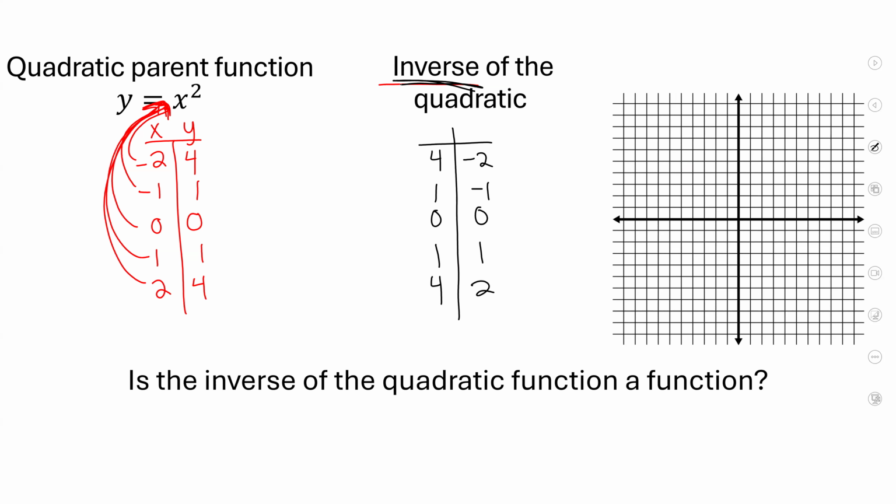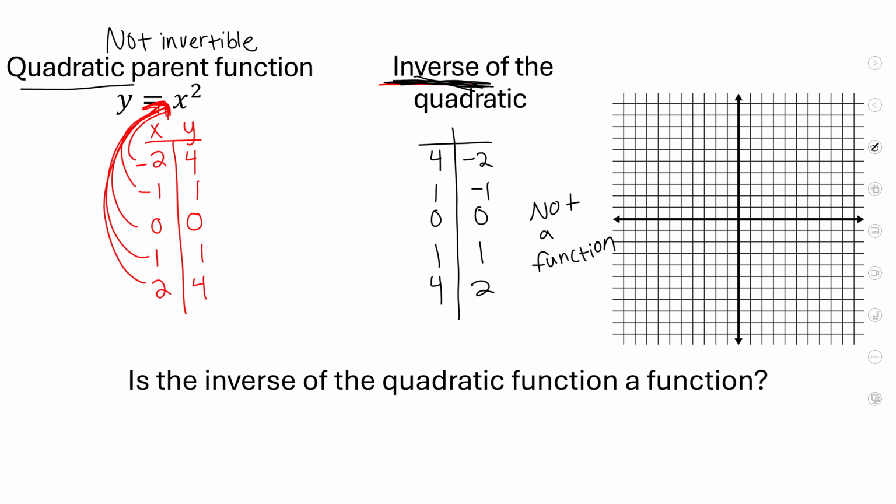Okay, now looking at this new table, this is the inverse table. Is this a function? No, this is not a function. What this means, guys, is the inverse is not a function. That means this is not invertible. If something is invertible, that means you can take the inverse, and the inverse is a function. However, we tried to take the inverse, and the inverse wasn't a function. Okay, so that means this is not invertible.